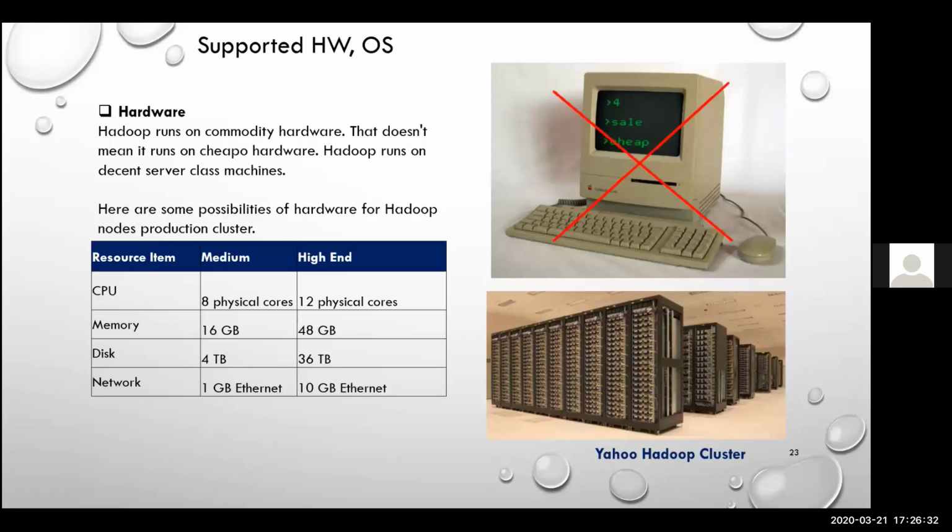So generally in a Hadoop node, the CPU should be at least 8 physical cores to 12 physical cores. Memory can be from 16 GB to 48 GB. The internal disks can be from 4 terabytes to 36 terabytes. And it's better to have at least 1 gigabit to 10 gigabit Ethernet, and this should be redundant. That is better, it's recommended.